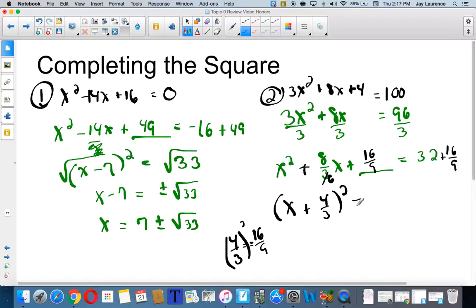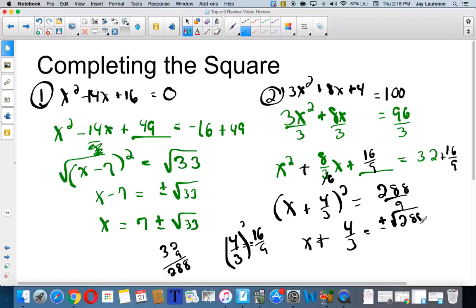Okay, now that's going to equal, I'm not sure how many ninths that is off the top of my head, but let's figure it out. 32 times 9, so that's going to be 8, carry the 1, 27 and 1, 28, should be 288. So this is going to be 288 ninths. All right, let's take the square root of each side and get x plus 4/3 equals plus or minus the square root of 288 over 3, right?